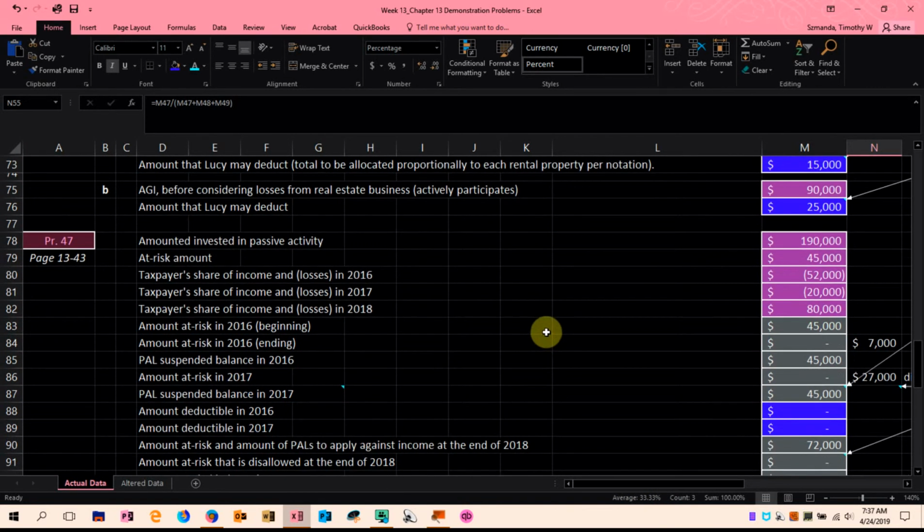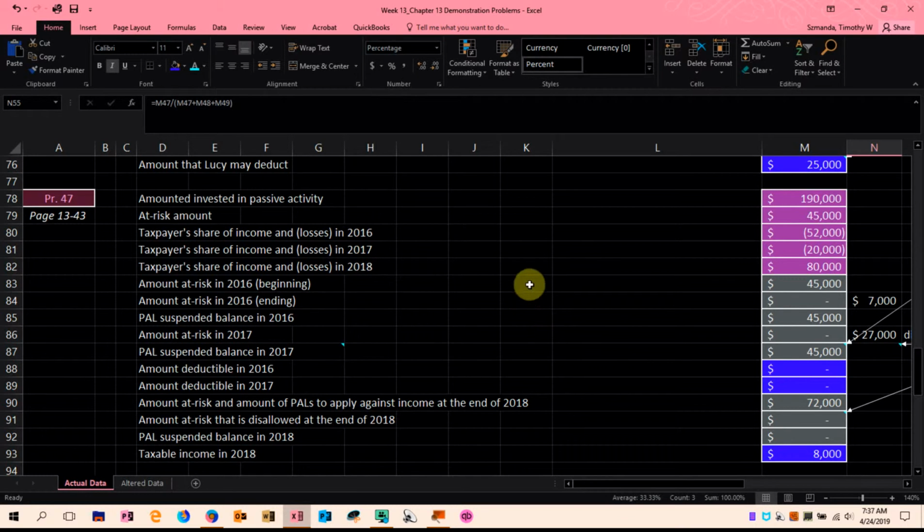Okay, let's go down then to number 47. Jackson invested $190,000 in passive activity. His at-risk amount is given at $45,000. His share of income and losses in the activity is a $52,000 loss in 2016, $20,000 in 2017, and an $80,000 gain in 2018. So we have losses in 2016 and 2017 of $52,000 and $20,000 respectively, and then an $80,000 gain. I just reproduce those values given in the problem.